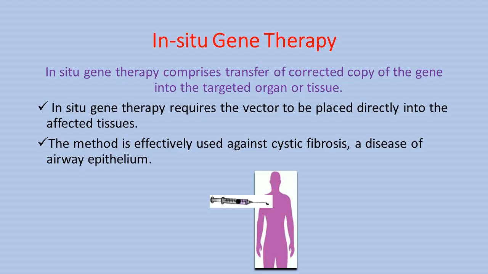In situ gene therapy is gene therapy done in a restricted area or a particular site, which is why it is called in situ. It requires the vector to be placed directly into the affected tissue or organ. The method is effectively used against cystic fibrosis. The major concern of this gene therapy protocol is the lack of efficient transduction of the targeted organ.